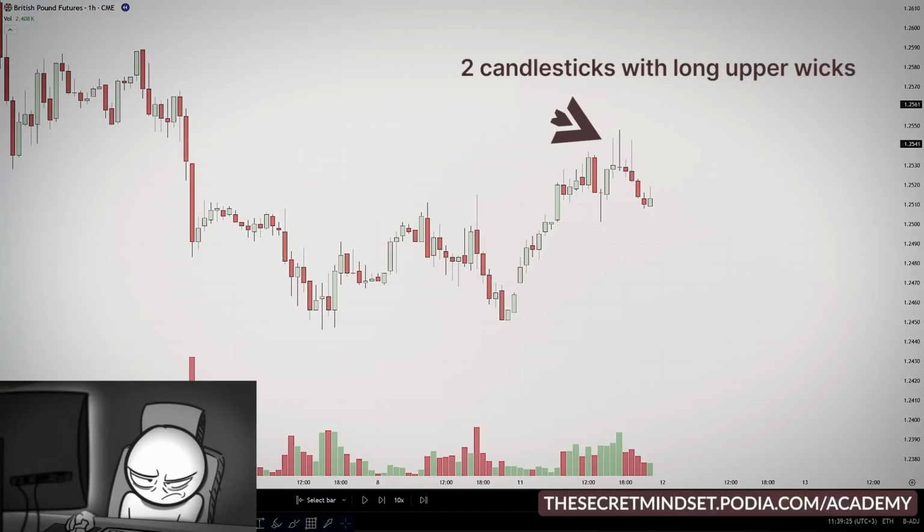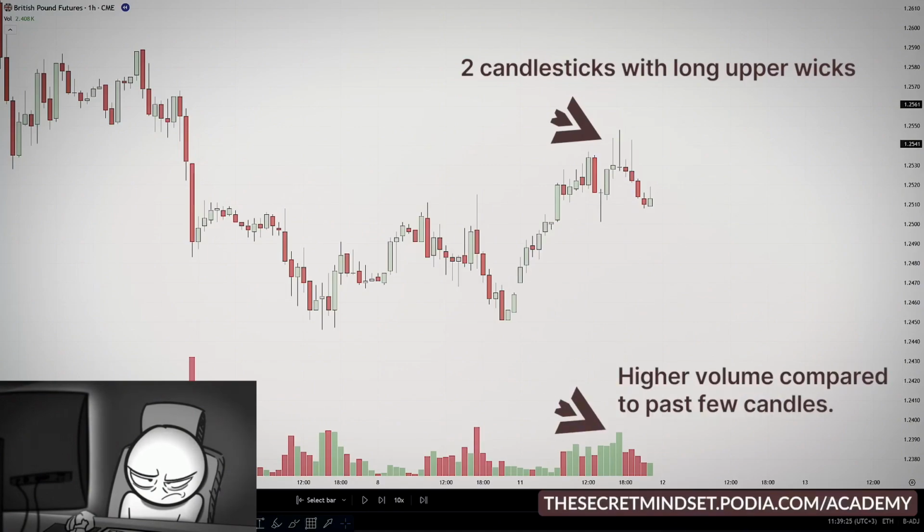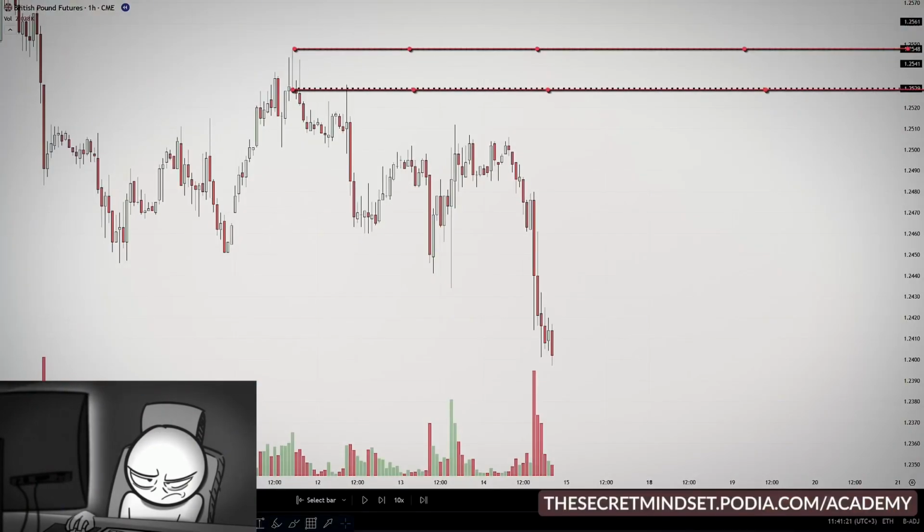These wicks stand out because they are much longer than the wicks on nearby candles. Then we check the volume for these candles and see it's significantly higher than the average volume of the past few candles. Next, we draw our rejection block as price moves lower, away from this level.